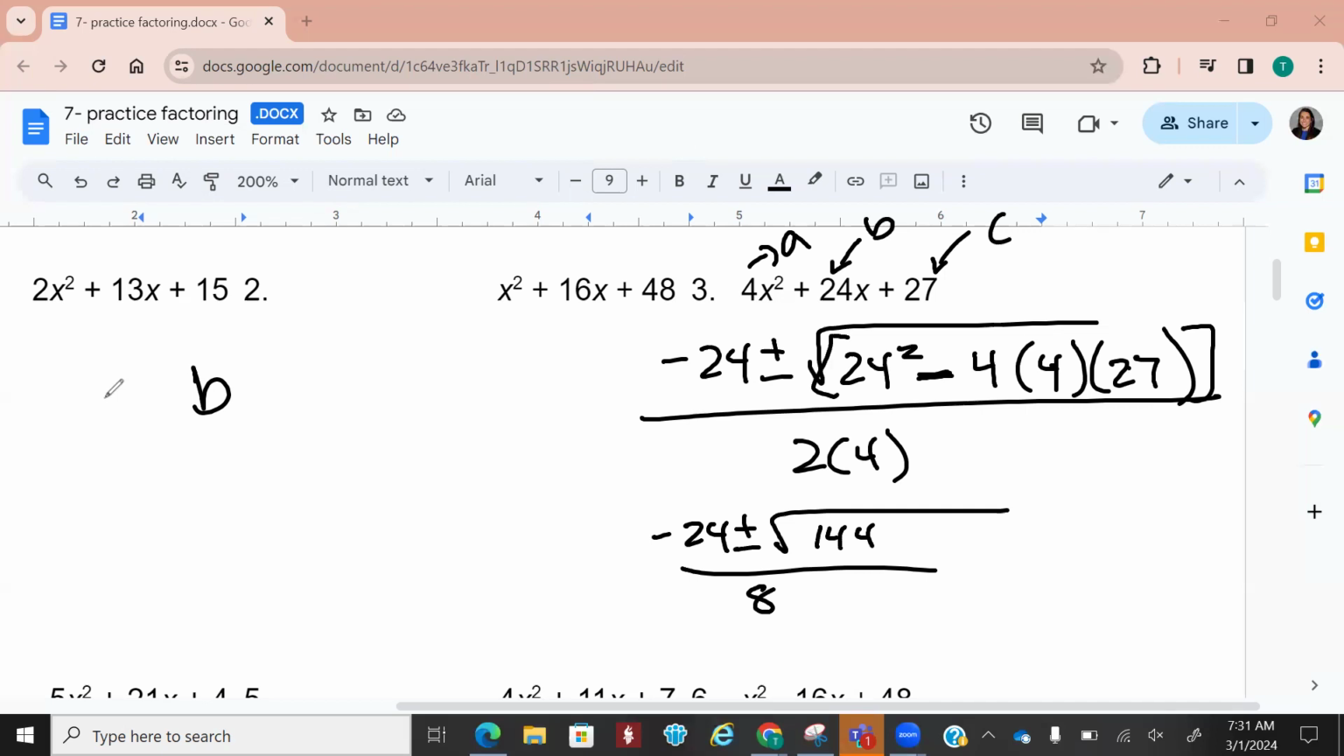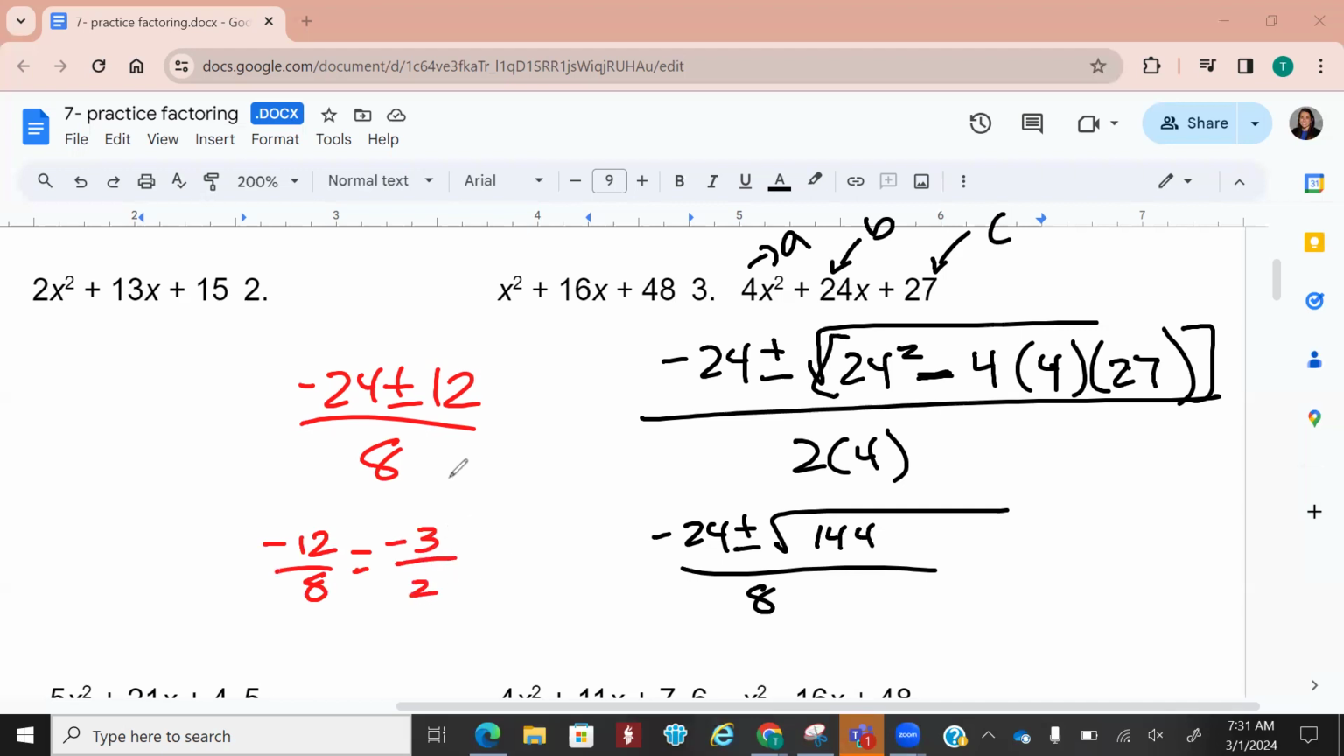Just check and make sure you can do that. Now, we can simplify square root of 144, and that's going to give me 12. So negative 24 plus 12 is negative 12 over 8, which can simplify to negative 3 over 2. And then negative 24 minus 12 is negative 36 divided by 8, which both of those are divisible by 4. So it's going to be negative 9 over 2. So these are my solutions. If you want to put that in decimal form, that's okay.